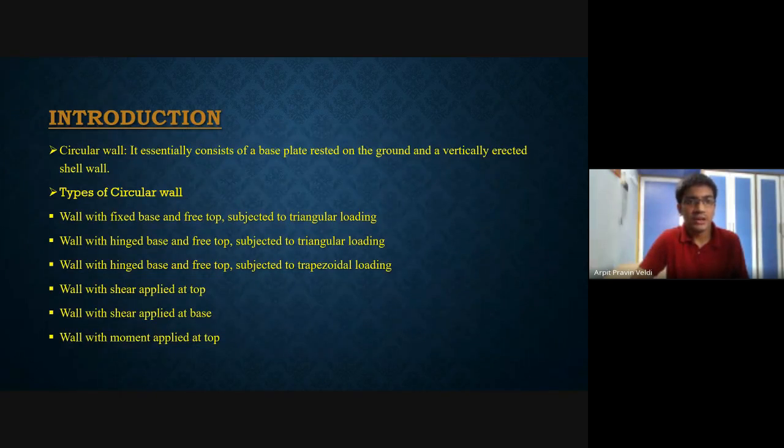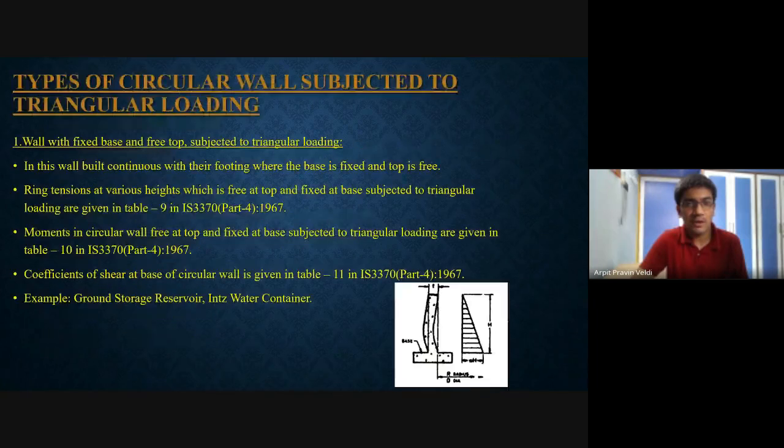First, introduction. Circular wall. It essentially consists of a base plate rested on the ground and a vertically erected shear wall. Types of circular wall are as follows: wall with fixed base and free top subjected to triangular loading, wall with hinge base and free top subjected to triangular loading, as well as trapezoidal loading, wall with shear applied at top as well as at base, and last one, the wall with moment applied at top.